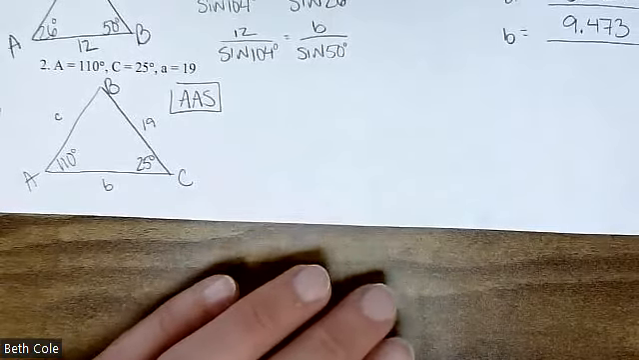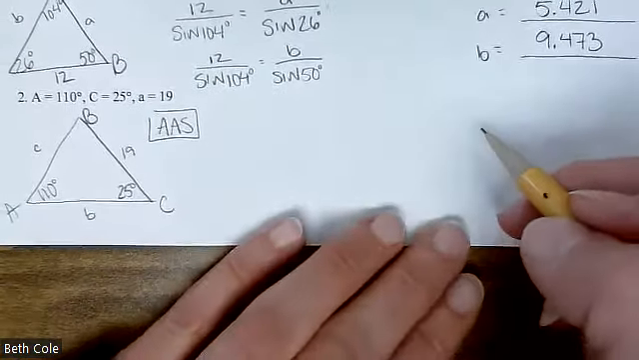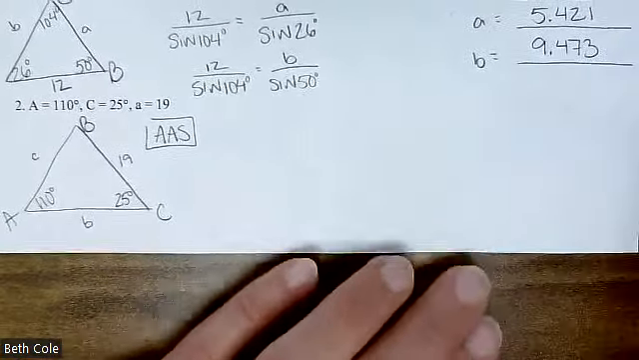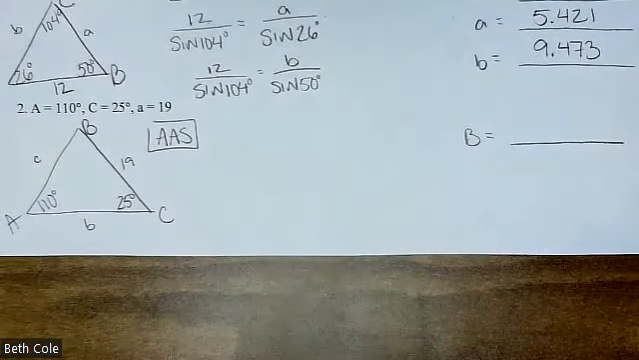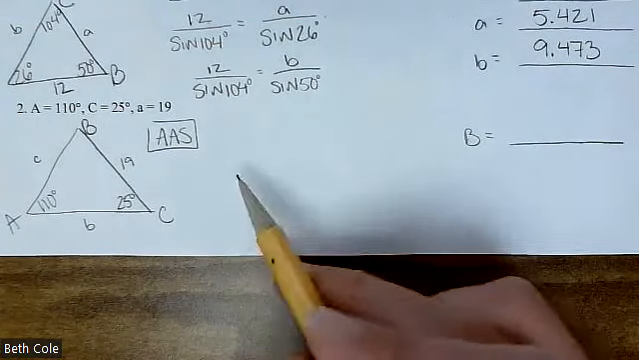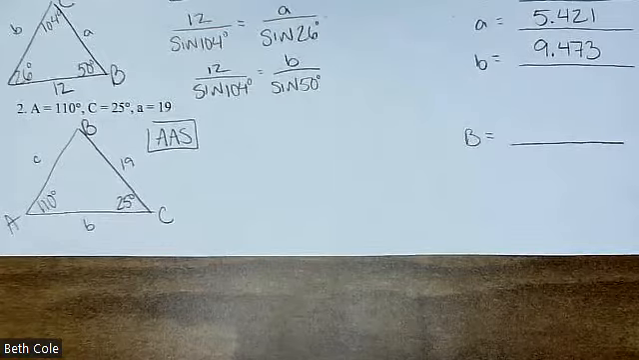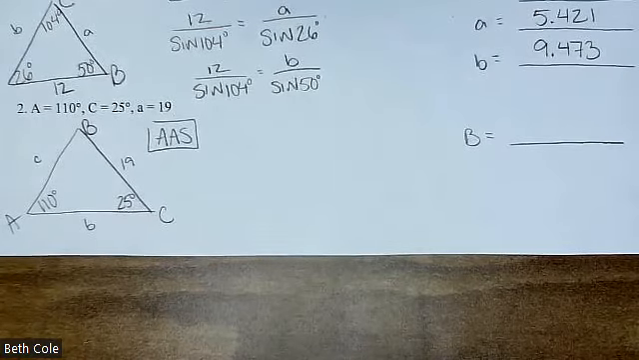All right, so let's make our little scavenger hunt list. Angles first. What angle are we missing? B. Cool. And then out of the other two, actually, I can't tell which one is the smaller one. So let's find B first. Can you type in your calculator and find B? It's 180 minus the other two.